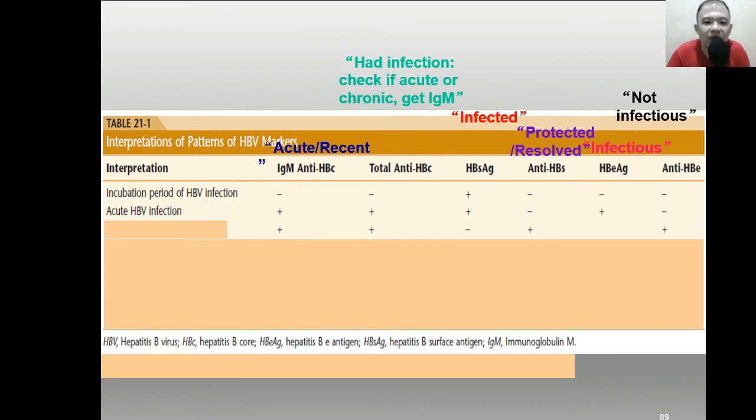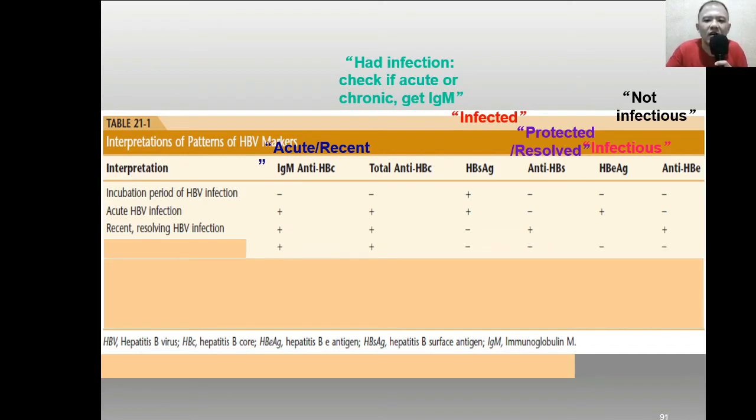Third, here, HBS negative, okay, but you have an acute, and the patient is not anymore infectious. Here, not anymore infectious, and the patient is already immune. Okay, that means that this is a resolved case. Recent.